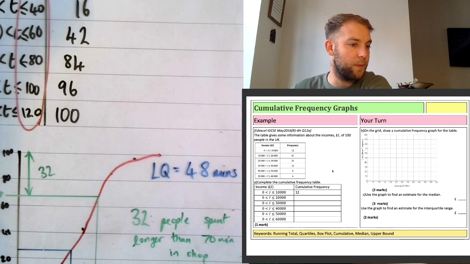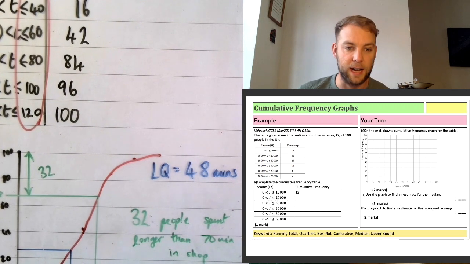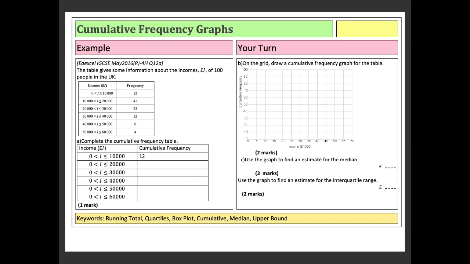Okay, so here you've got another question. So you can do pretty much up to C. The only part we can't do here is the interquartile range. So what I'm going to suggest, I'm going to put this up, pause now, and have a little go at that question there. Full GCSE question here from the IGCSE.